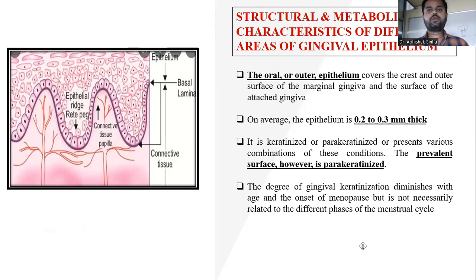You need to understand the structural and metabolic characteristics of different areas of the gingival epithelium. The oral epithelium, or the outer epithelium, covers the crest and outer surface of marginal gingiva and the surface of attached gingiva. On an average, the epithelial thickness is 0.2 to 0.3 millimeters. It is keratinized or parakeratinized or presents various combinations of these conditions. The prevalent surface, however, is parakeratinized in oral epithelium.